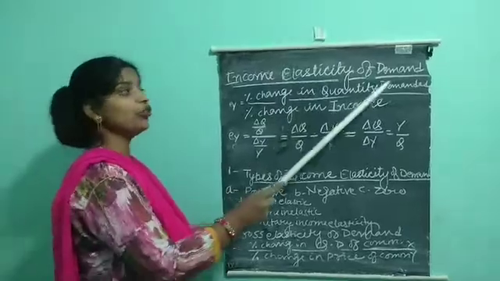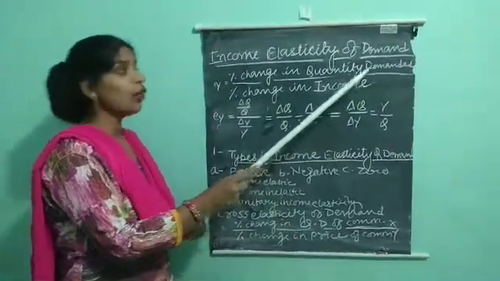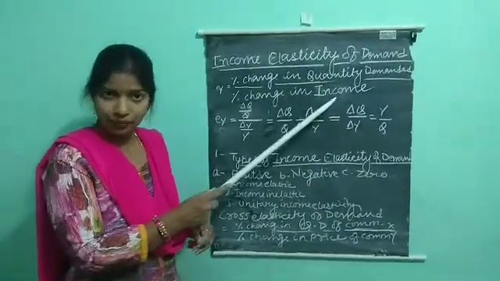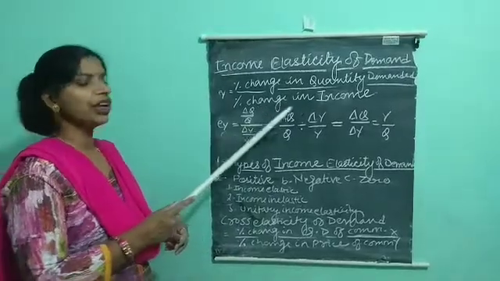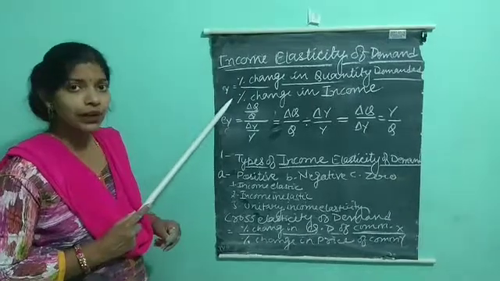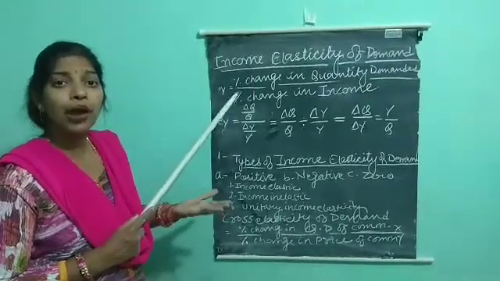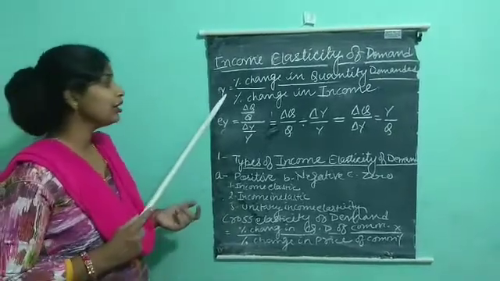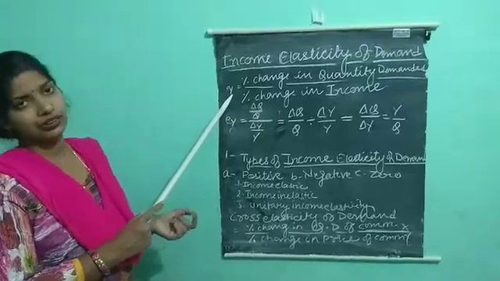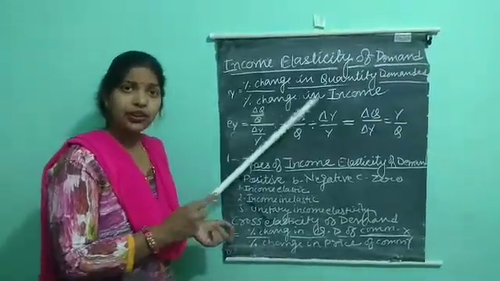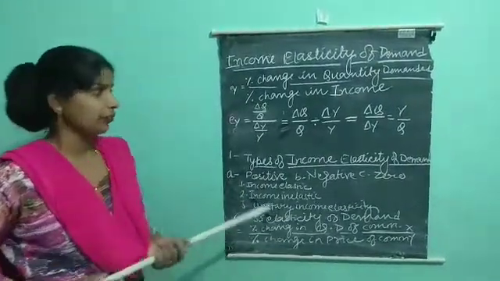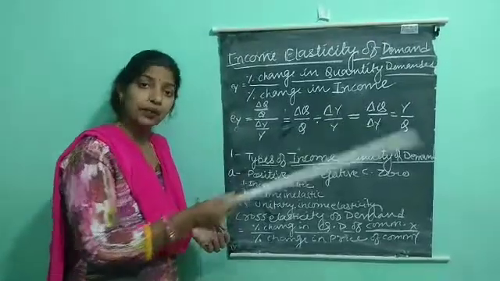Income elasticity of demand refers to the degree of responsiveness of percentage change in quantity demanded to the percentage change in income. You can see here we have not written EP because P denotes price elasticity. I have written Y here, and Y denotes income. It means income elasticity. In the place of price, you have to write income.